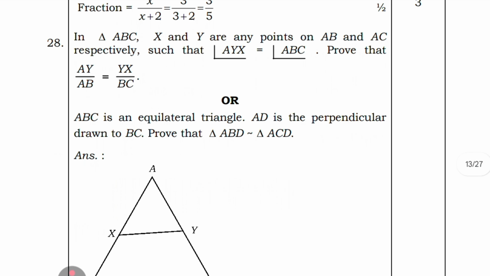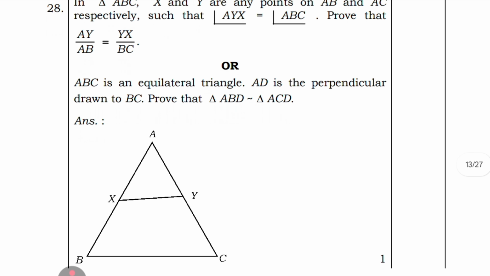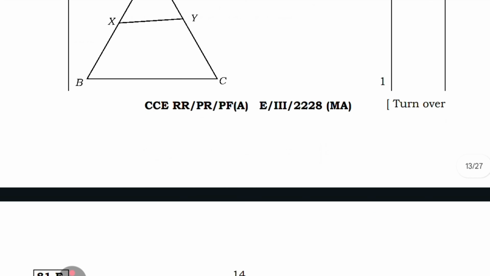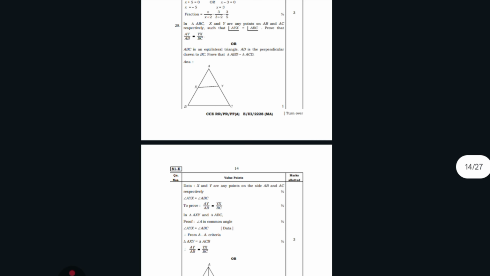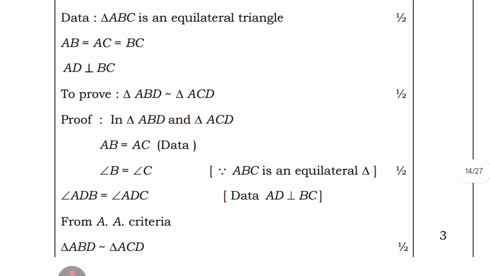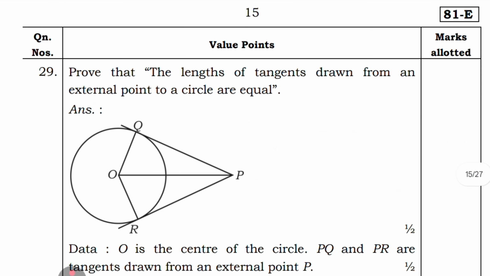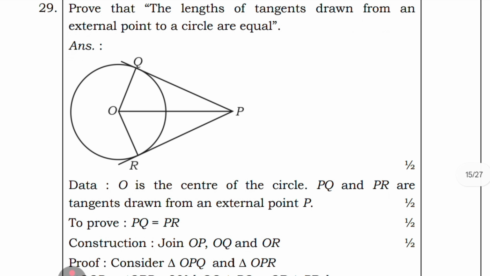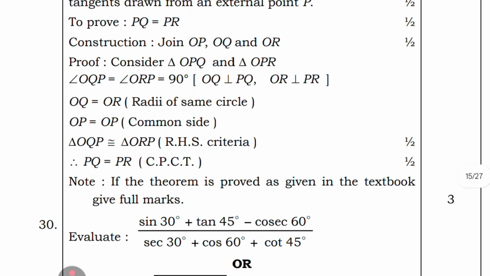28th question is from the lesson triangles. And coming to the next question, this is the answer they have solved. 29. This is from the circle lesson. Prove that the lengths of the tangents drawn from an external point to a circle are equal. This is the answer for it. So you can go through it.